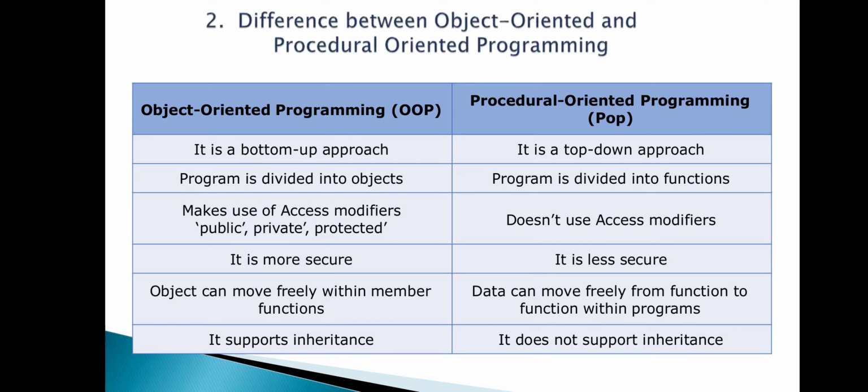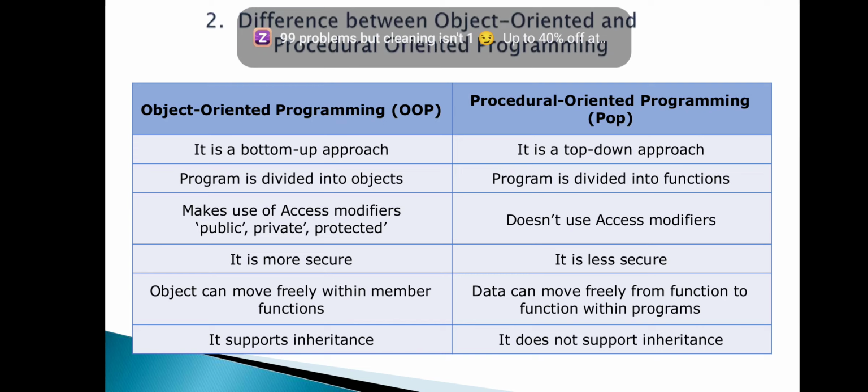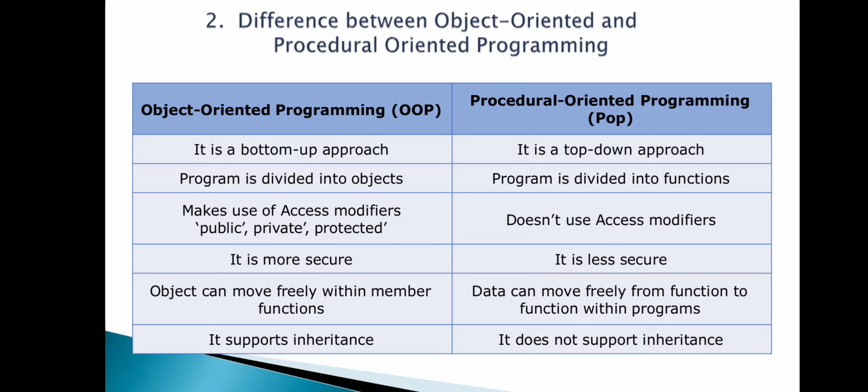In object oriented programming, an object can move freely within member functions, whereas in procedure oriented programming, data can move freely from function to function within programs. Object oriented programming supports inheritance, whereas procedural oriented programming does not support inheritance.